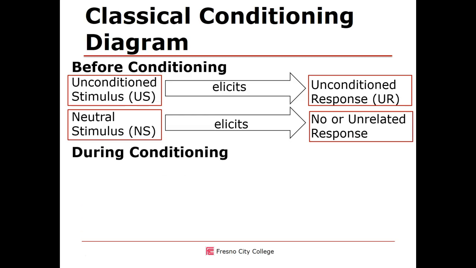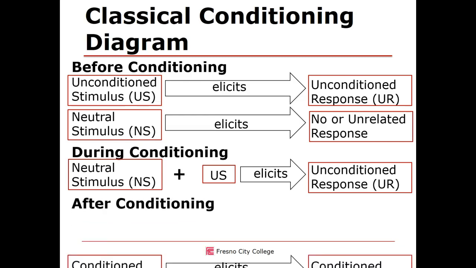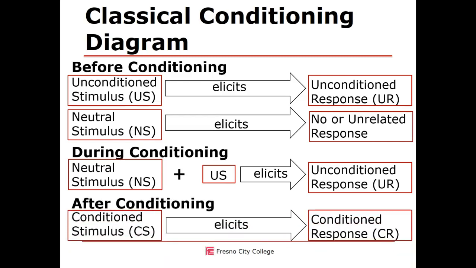During conditioning, the neutral stimulus is paired with the unconditioned stimulus, which creates an association between the neutral stimulus and the unconditioned stimulus. After conditioning, the neutral stimulus is no longer neutral. It now serves as a conditioned stimulus that elicits a conditioned response.